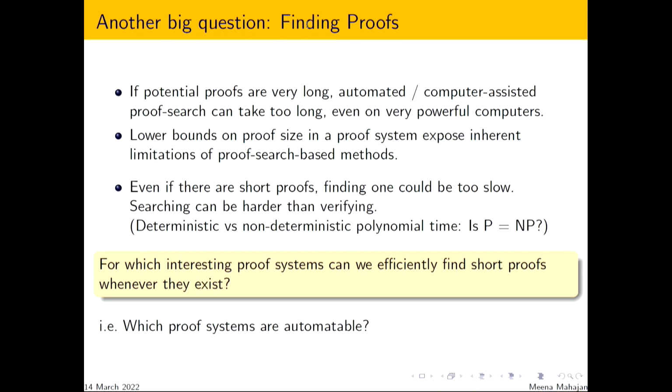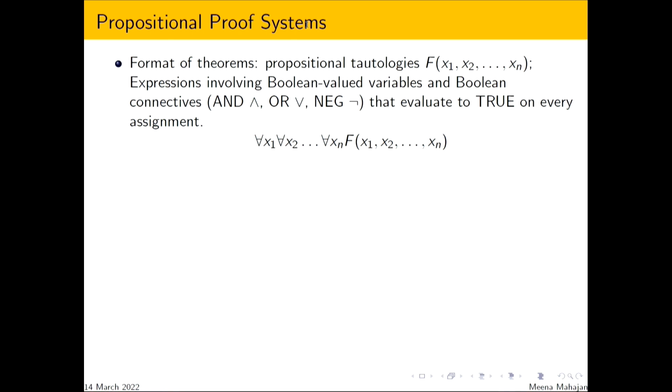So this is the question of which proof formats or which proof systems are automatable. And for some systems, we know that they are definitely not automatable. For some, we know that they are somewhat automatable. And there's a lot of stuff which is still out there open. We do not know enough about it. So let me come to one specific format.